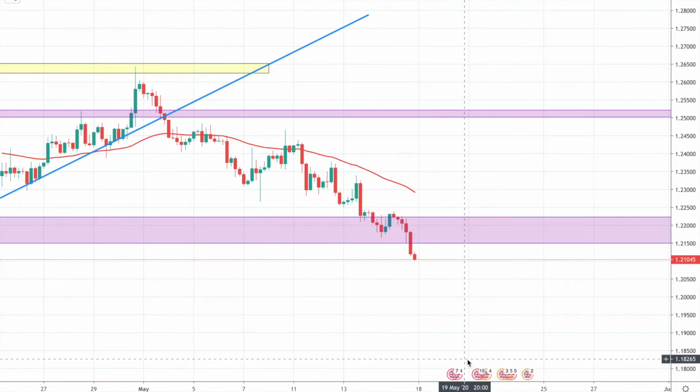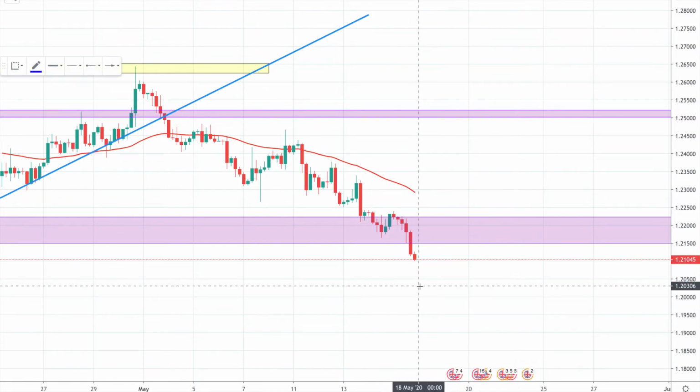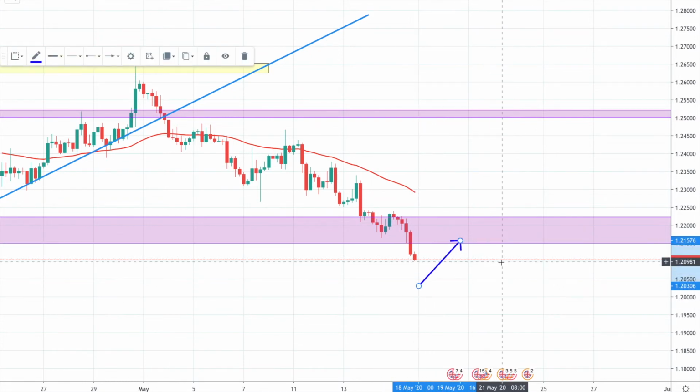So here's the 4-hour. Like we said earlier, we would like to see some kind of rejection of this weekly dynamic level to enter the trade short with more confidence.